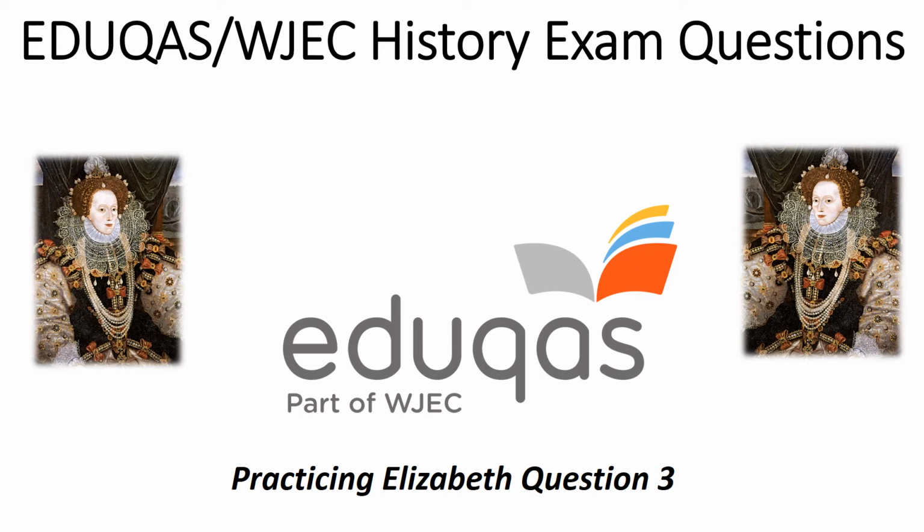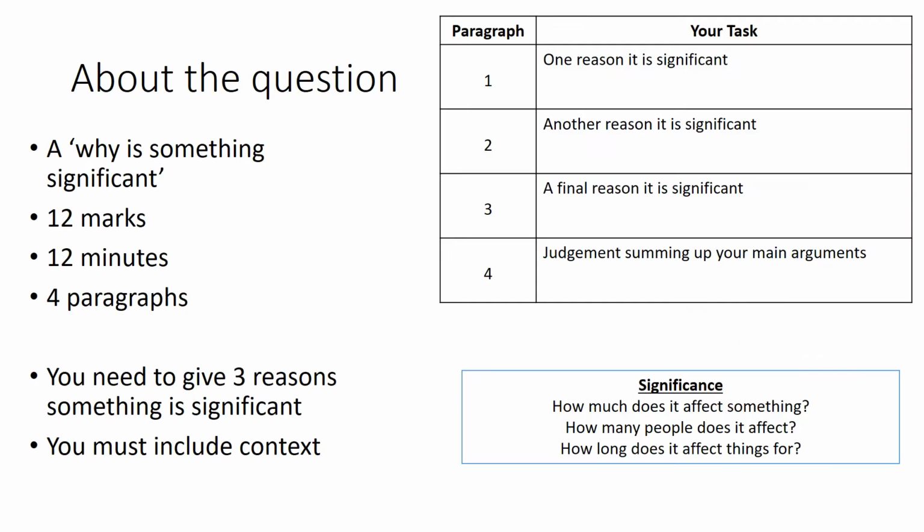In this video we will look at how to do an Elizabeth question 3. So it is a why is something significant question. It's 12 marks at 12 minutes and 4 separate paragraphs. Now in history we like the rule of 3, so you're going to need to give 3 reasons something is significant. And you must include context, so things going on at the time, throughout.